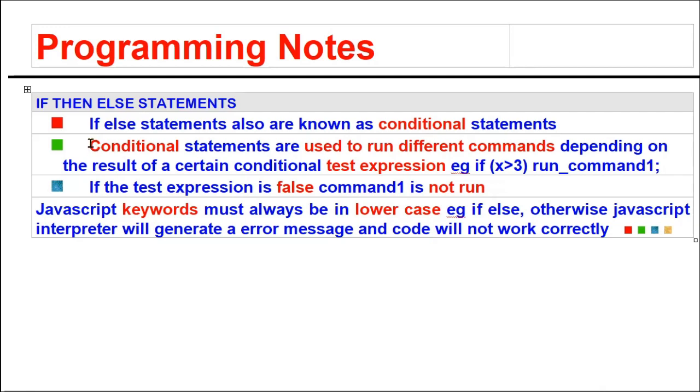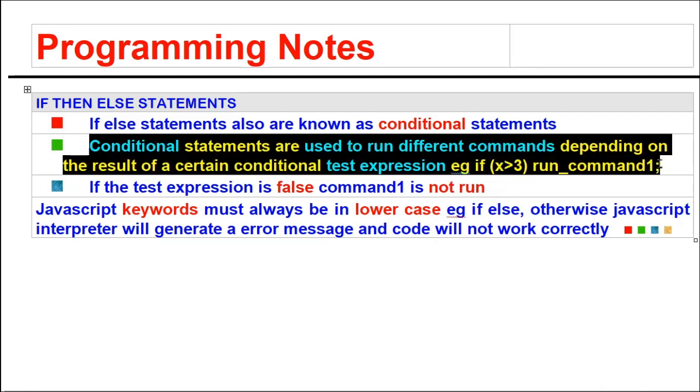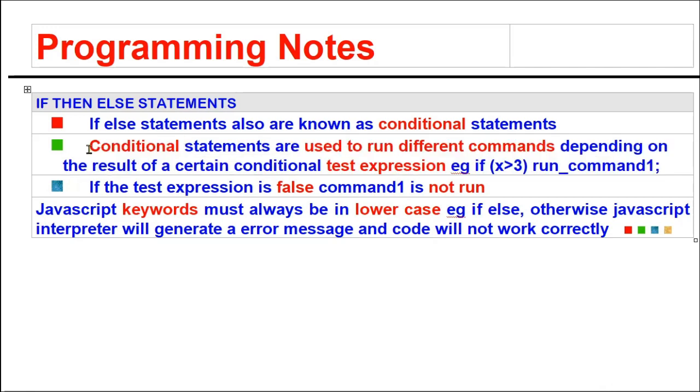Conditional statements are used to run different commands depending on the result of a certain expression. As I mentioned, conditional statements can be used to run different commands. So you can say, if x is less than 3, run command 1. So if x is less than 3, command 1 will be run.